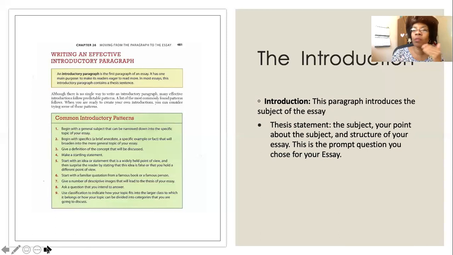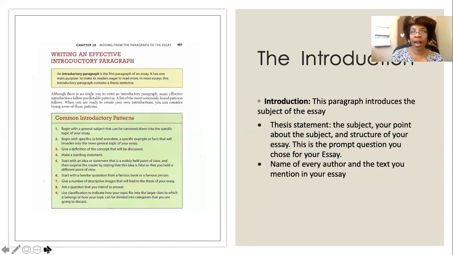So this is your response. The thesis statement should be in your introduction. This is your response to the prompt. Your response to the prompt, right? The name of every author and the text that you mention in your essay.